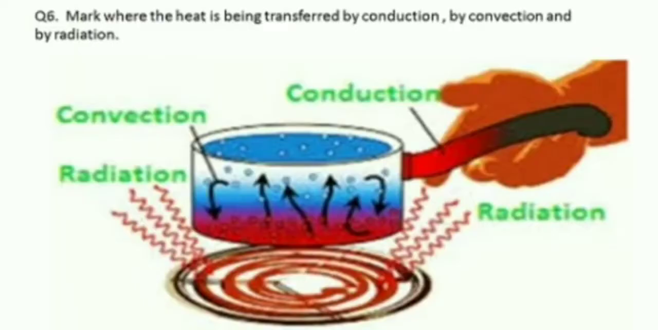Question number 6. Mark where the heat is being transferred by conduction, by convection and by radiation. Now here, if you can see, when this fire heats up this vessel which contains water, how is the vessel getting heated up? The vessel is getting heated up by conduction. That is how solids get heated up by direct contact.